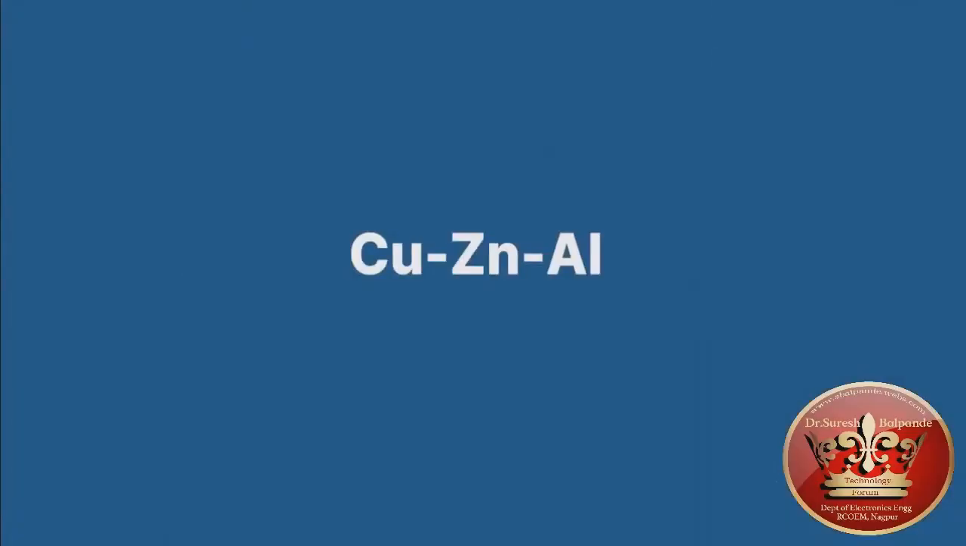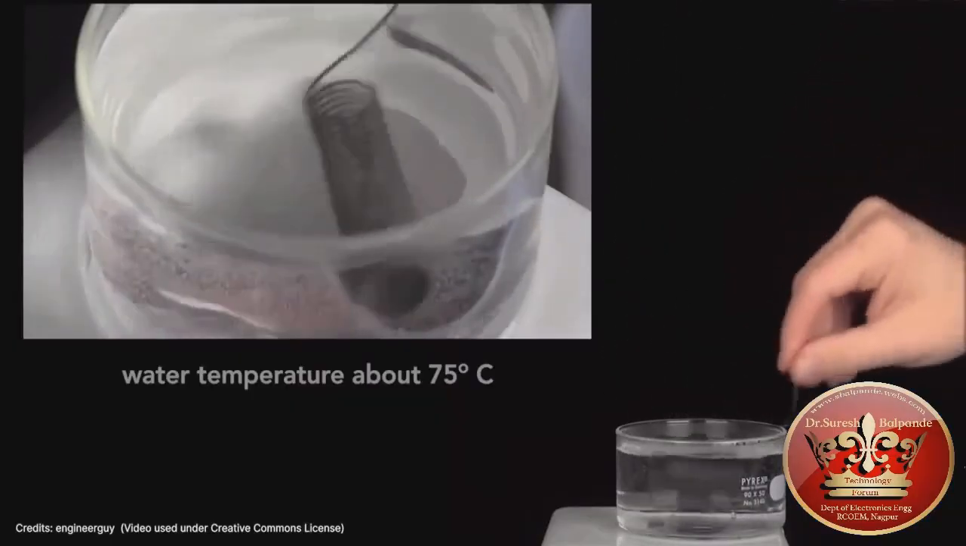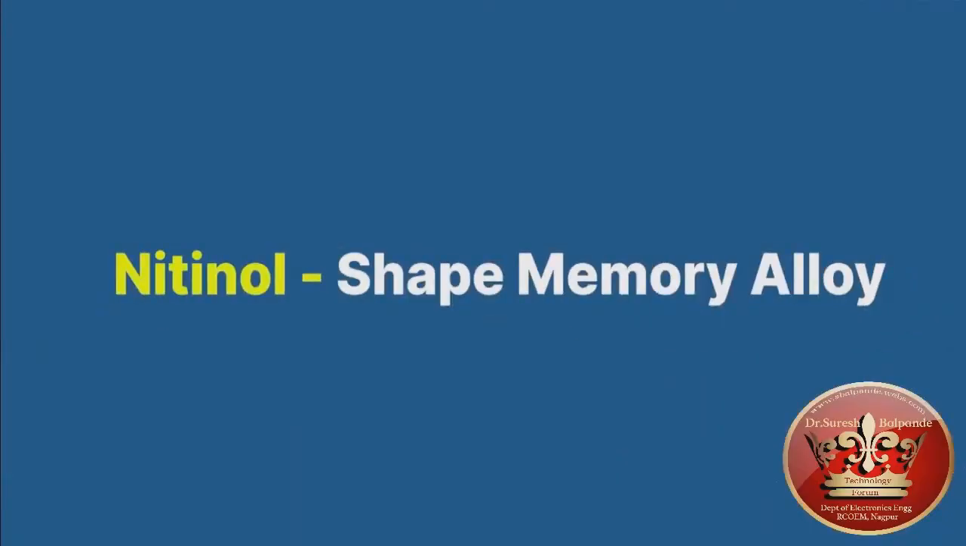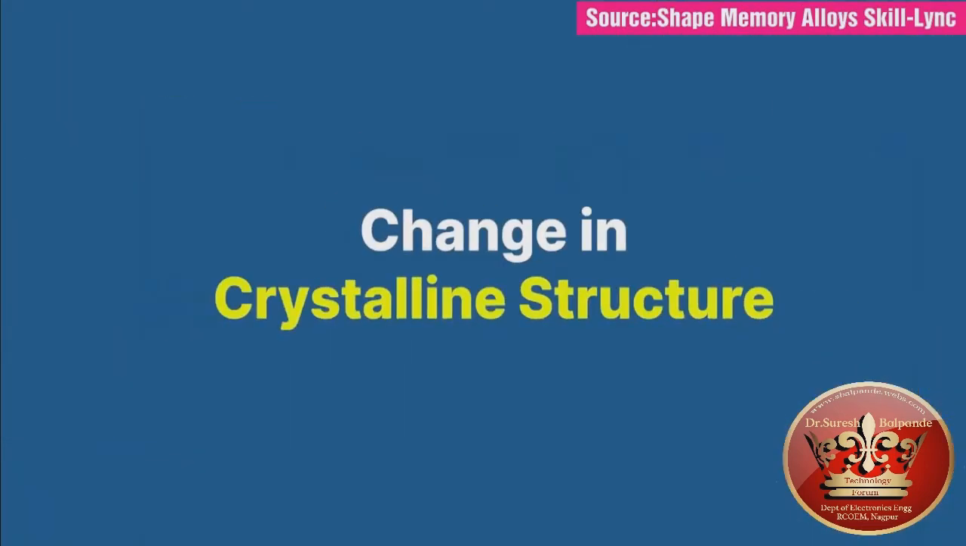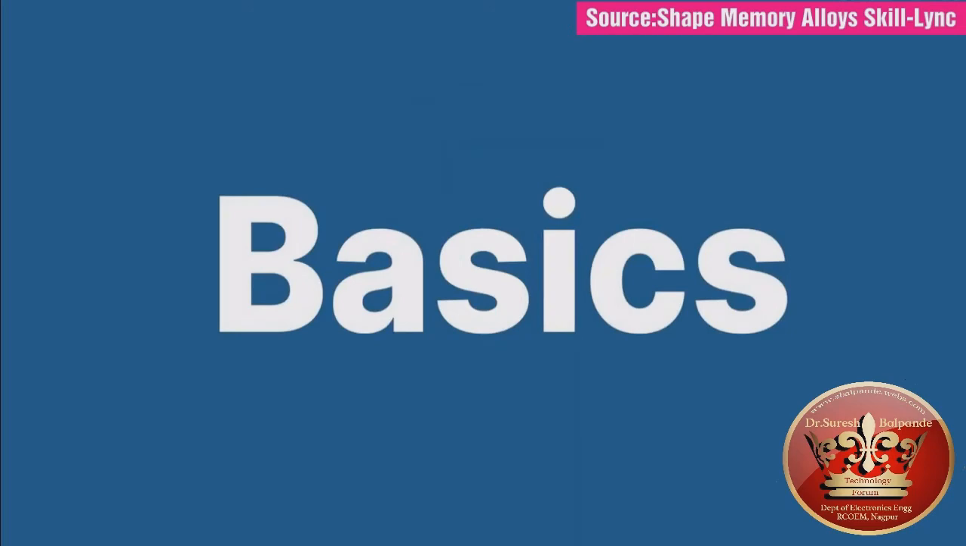used shape memory alloys are copper, zinc, aluminum, and copper. An uncoiled spring coils back and returns to its original shape when it is placed in hot water. Well, this happens because the wire is made of Nitinol, which is a shape memory alloy. This behavior of the shape memory alloys happens due to the change in crystalline structure, and to understand what exactly happens when an SMA is heated, we need to know some more basics.